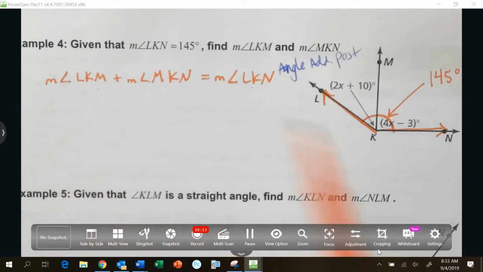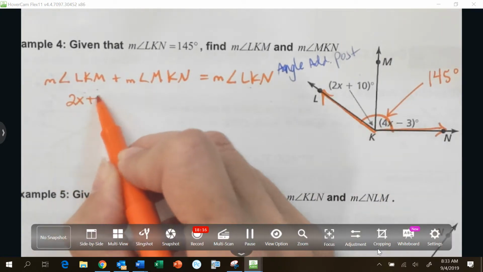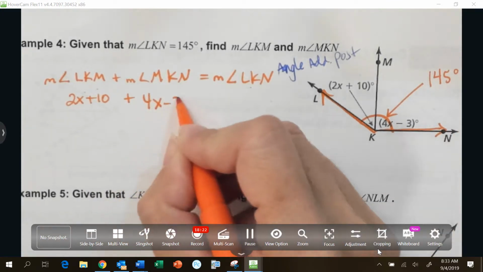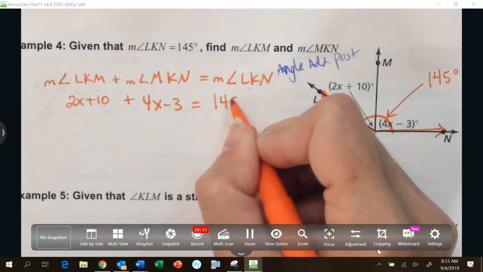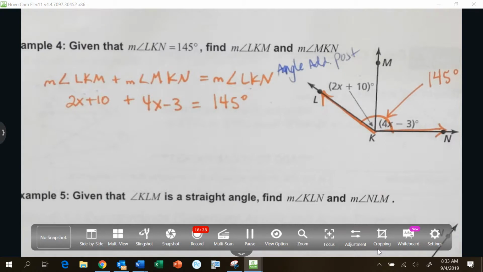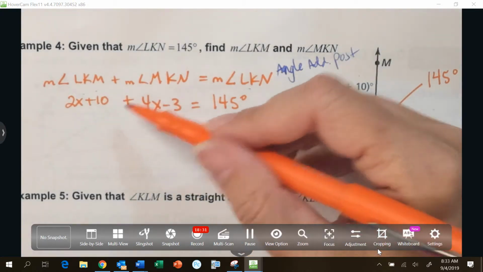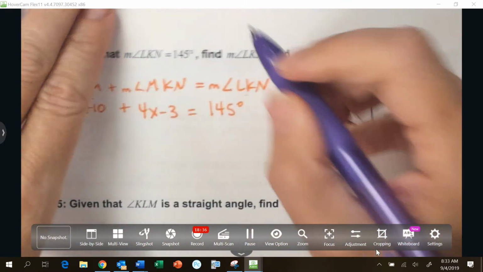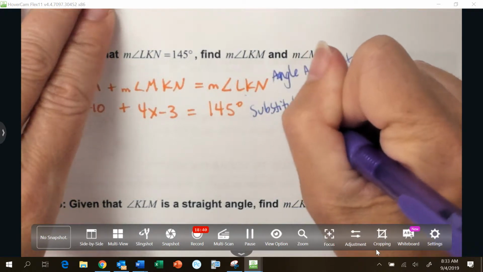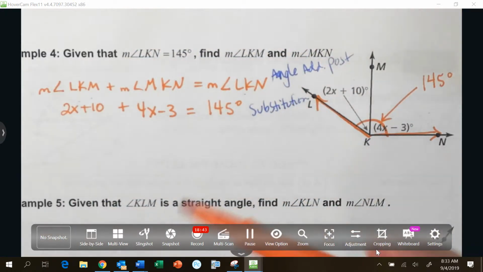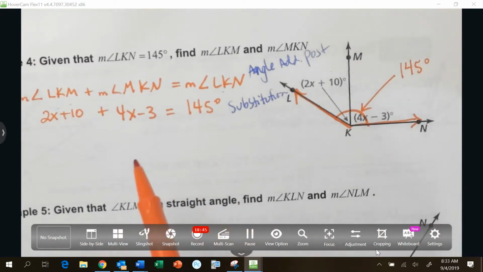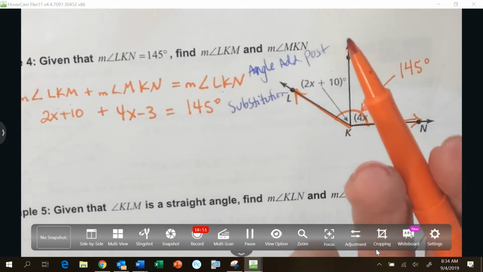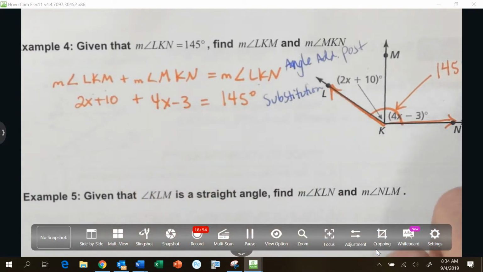So LKM says 2x plus 10. And 4x minus 3 is the other one. And that equals 145. Why am I allowed to put in 2x plus 10 and 4x minus 3? Lynn. That's substitution. Figured we would review that since that kind of stuff will be on your quiz. Only with lines, not angles. Okay. Now we just have to solve an equation.